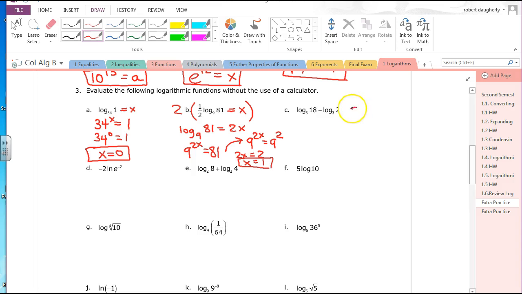If I look at this, this is using my quotient rule. That's the log base 3 of 18 over 2, which is the log base 3 of 9. Let's figure out what that is. Log base 3 of 9 equals x. That means that 3 to the x equals 9. Therefore, x equals 2.